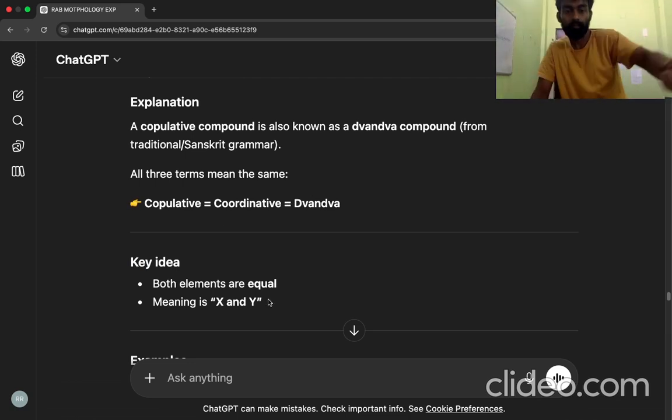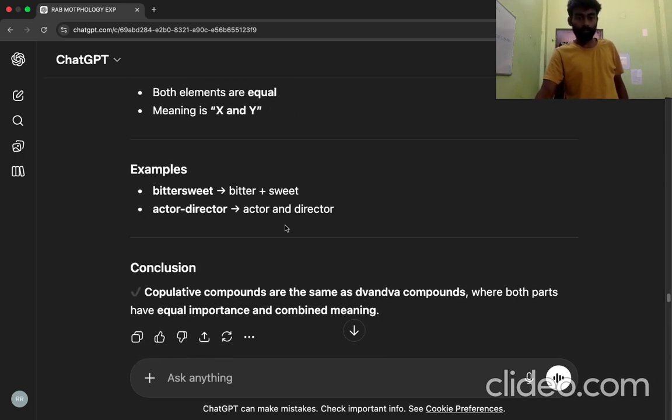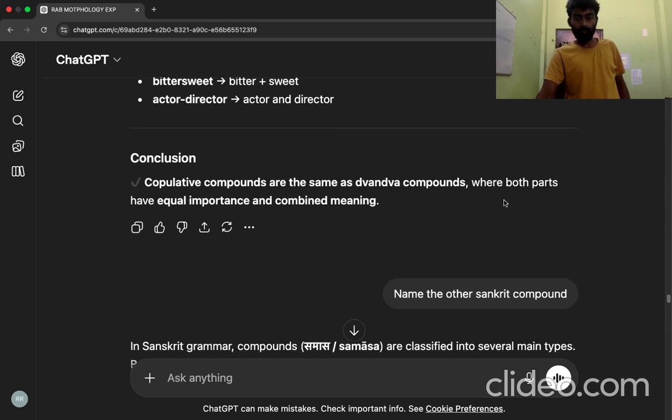Key idea: both elements are equal. The meaning is X and Y. Examples: bittersweet, bitter plus sweet; actor-director, actor and director. Conclusion: copulative compounds are the same as Dvandva compounds, where both parts have equal importance and a combined meaning.